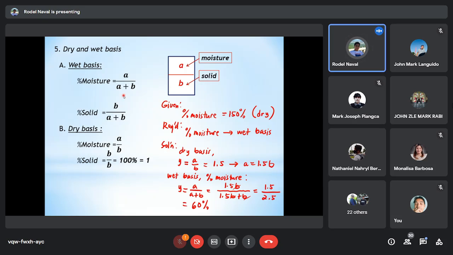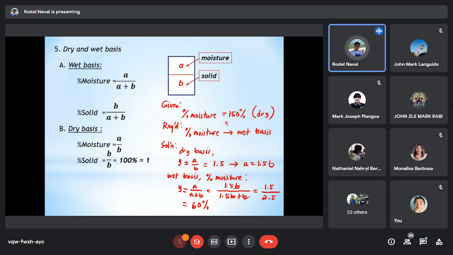If you use wet basis, it can never go more than 100 because we're dividing this one by A plus B, or dividing by the total. So it never goes over 100%. And also the solid. If we add percent moisture plus percent solid on wet basis, that is 100%. But here, if you add them, A plus B all over B, that is more than 100. A plus B all over B. So the answer, class, is over 100%.